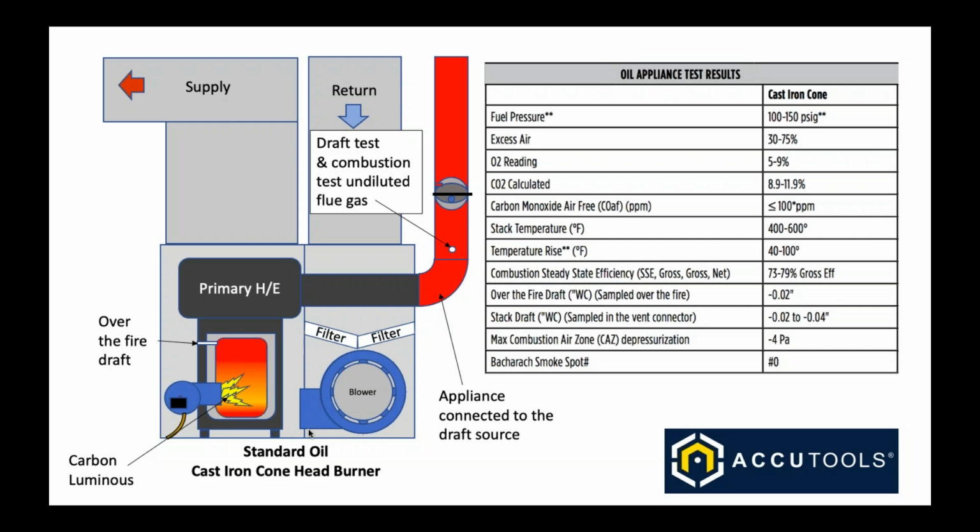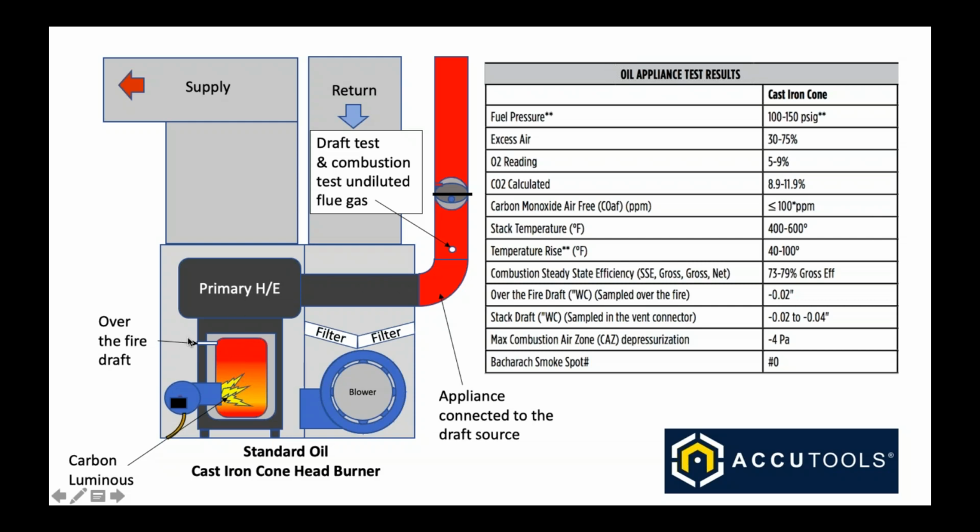We have to make sure that now we have an appliance that's physically connected to the draft. And there is no draft hood on an oil appliance. And we have a draft regulator, you can see up here, and the draft regulator's job is to maintain constant draft down below. So we want to make sure that we have enough draft over the fire, right? So we still have enough suction here, about negative 0.02, so that we're pulling all the flue gases through the primary heat exchanger and up the stack.